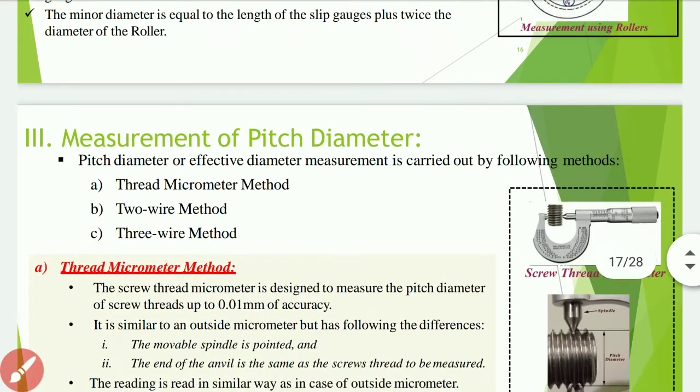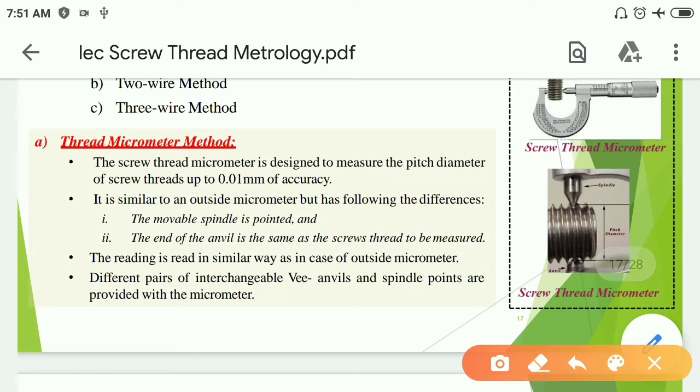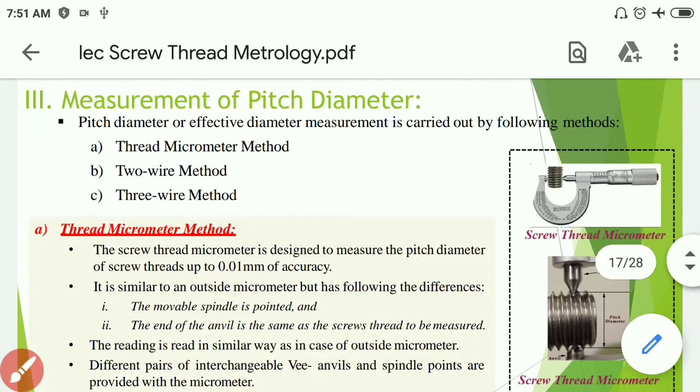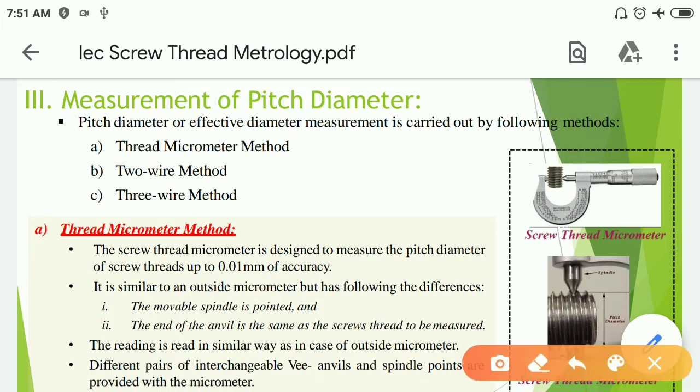Now the next slide is measurement of pitch diameter. Pitch diameter or effective diameter measurement is carried out by the following methods. There are three methods: the thread micrometer method, the two wire method, and the three wire method.